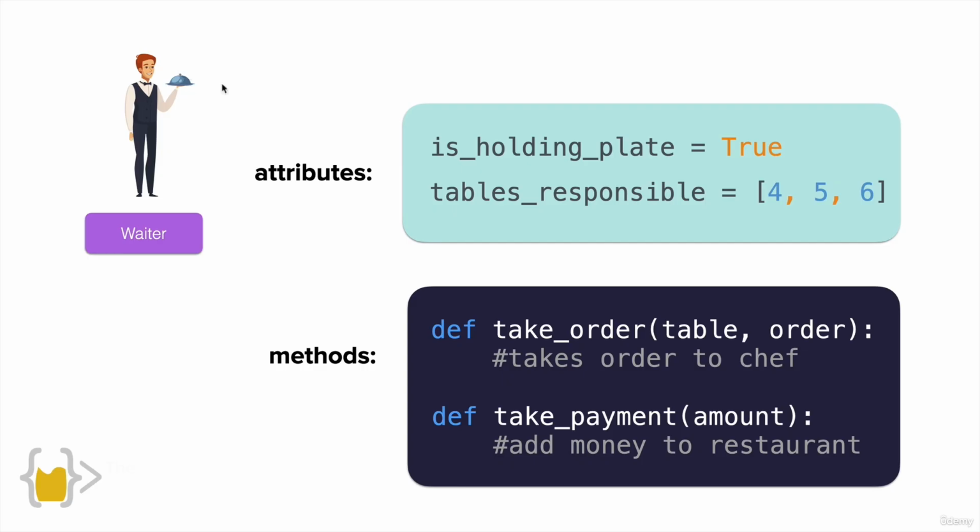Because it's not just a free-floating bit of variable, right? It's not just somewhere in our main.py. It's actually a variable that's attached to a particular object. It's the waiter's tables responsible. Now the method goes along the same vein. These, as you can clearly see, are just functions. But we call it a method because it's a function that a particular modeled object can do.